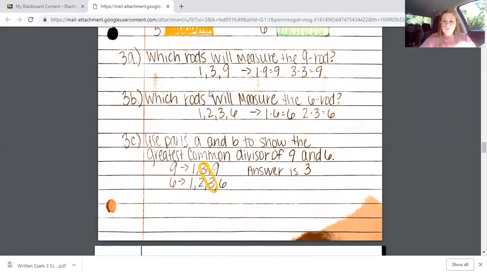3B, which rods will measure the 6 rod? 1, 2, 3, and 6. We have 1 times 6 equals 6, and 2 times 3 equals 6.